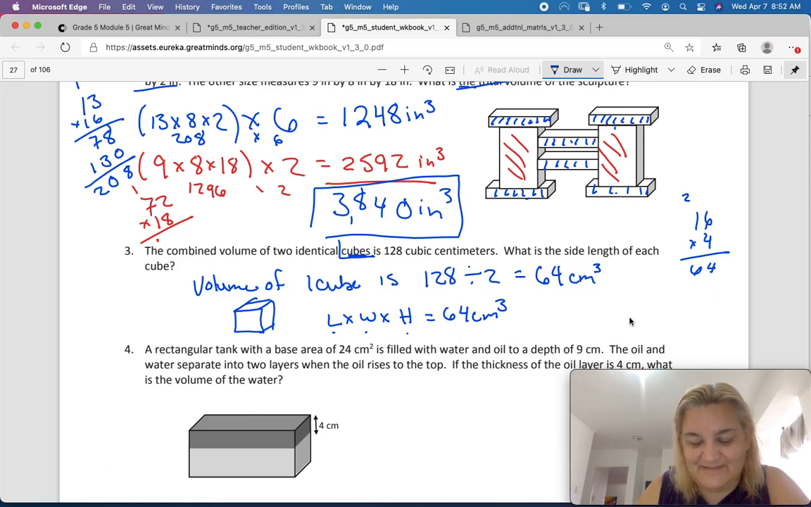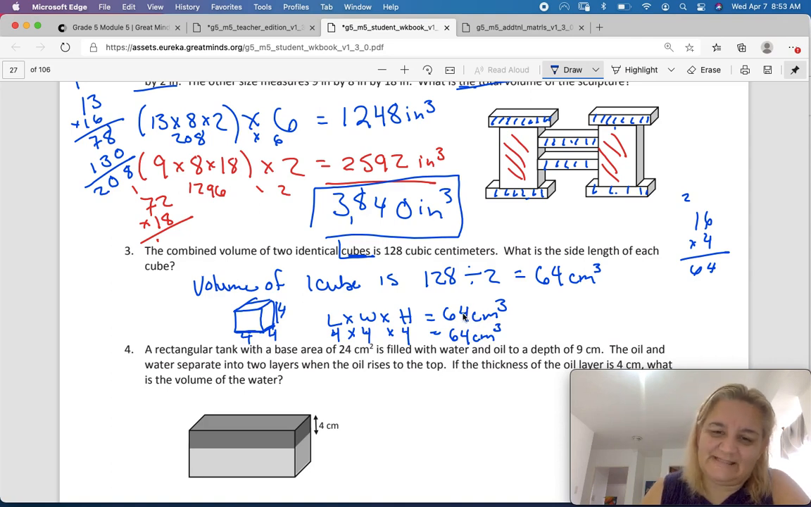So, this is interesting, but 4 times 4 times 4 would equal 64 centimeters. So this would be 4, and that would be 4, and that would be 4. 4 times 4 is 16. 16 times 4 is 64 centimeters cubed. So what is the side length of each cube? 4.